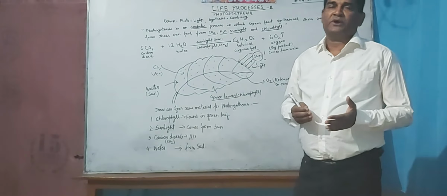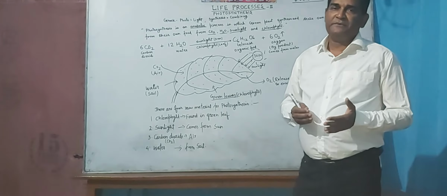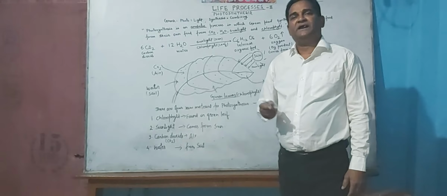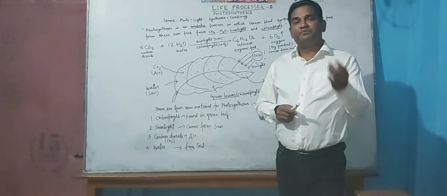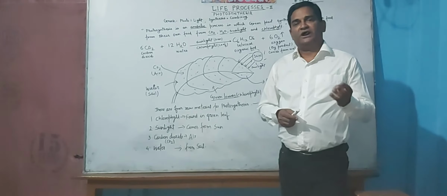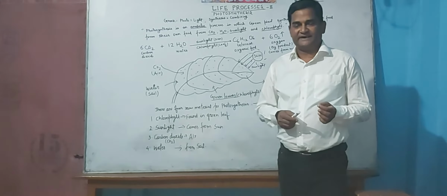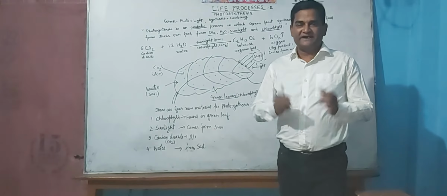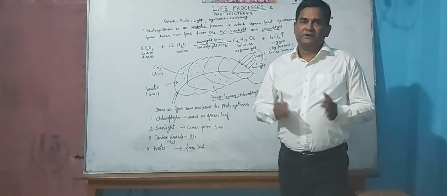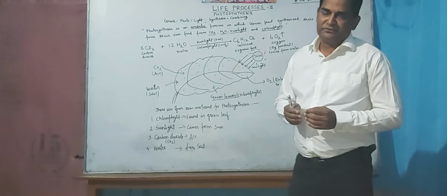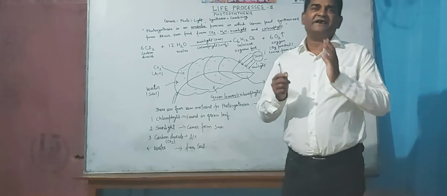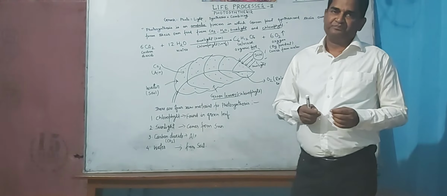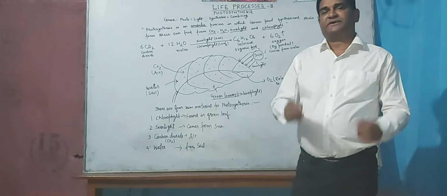Photosynthesis is an anabolic process in which green plants prepare their food from CO2, H2O, sunlight and chlorophyll. These four raw materials are the most important things for photosynthesis. And photosynthesis is an anabolic process, meaning it is a constructive process. Green plants, especially from the CO2 and H2O, prepare organic food, that is glucose, C6H12O6. That's why it is an anabolic process.